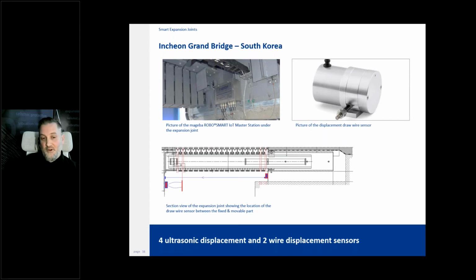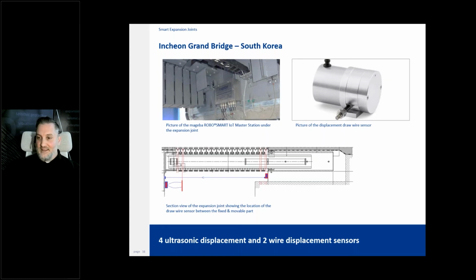Well, furthest bottom left, let's say, that would be an ultrasonic sensor location. And then the draw wire sensors for the longer distances, as we've seen before, but this little cylindrical sensor is the draw wire. And maybe the most crucial part of this group of pictures is this RoboSmart Internet of Things master station. We talked a lot about the brain and the master station behind these sensor systems, and that is what one looks like right there in the upper left picture.